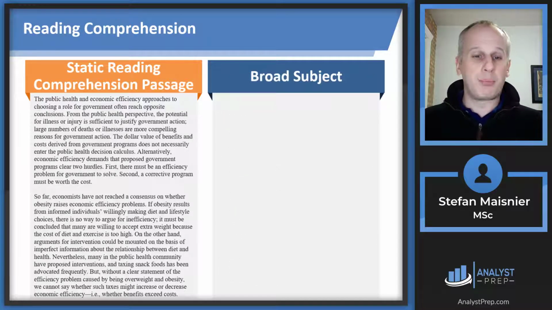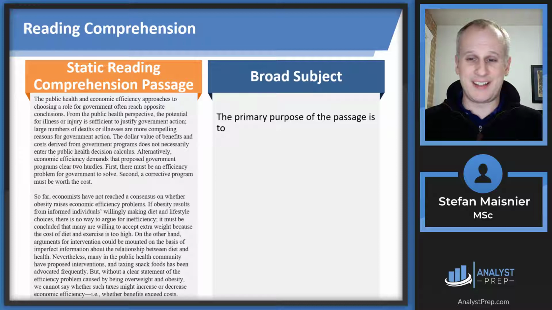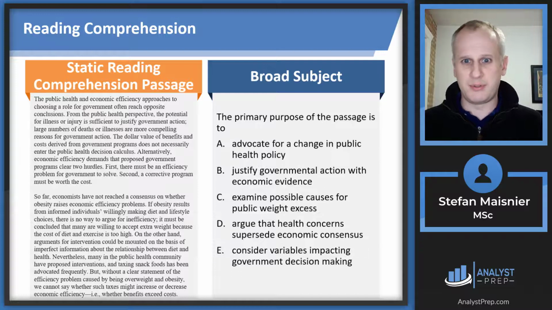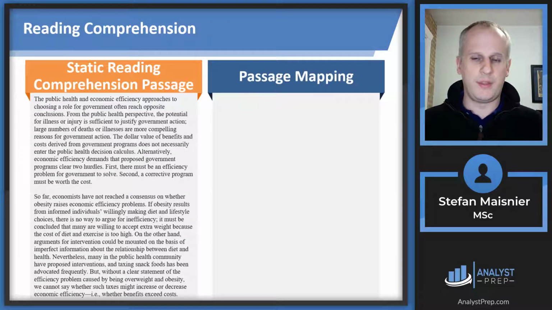So, a broad subject question is pretty straightforward. It's going to ask about the passage overall. And we've got a sample here just asking the primary purpose of the passage is to. So whenever you're asked about primary purpose, it's basically saying, why did the author write it? And you'll always have 5 answer choices here, A through E. We'll look at these in greater detail in a moment, but assuming that this is maybe an earlier passage, say passage 1 or 2 in the section, and we're clearly being asked about the passage overall, let's assume that we're going to engage with a passage map.